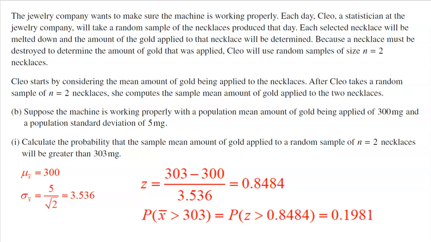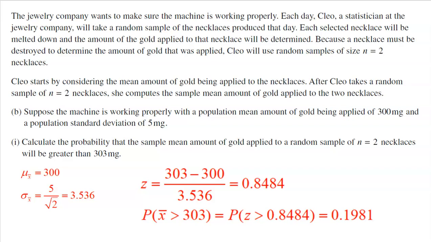All right, now comes a little bit more reading we got to do. The jewelry company wants to make sure the machine is working properly. Now, again, this is the machine that sprays the gold onto the necklaces. They need to make sure it's working properly. Now, don't forget what properly means: mean amount of gold 300, standard deviation 5.